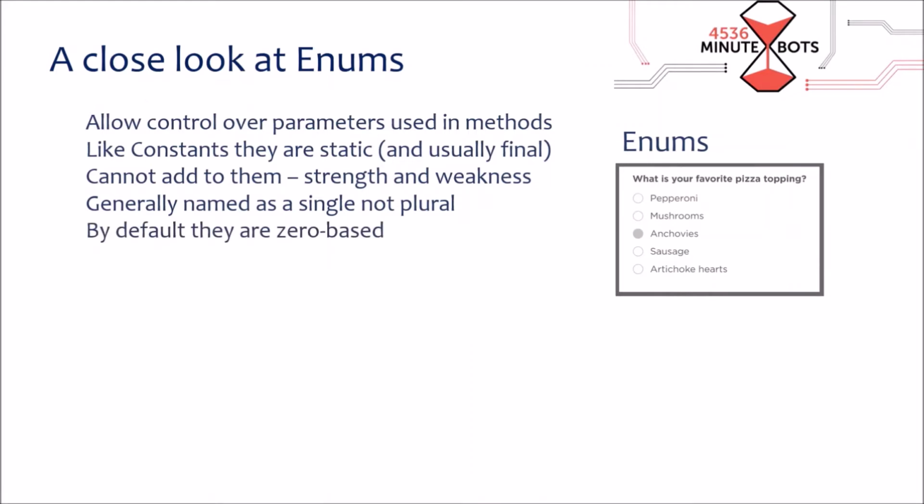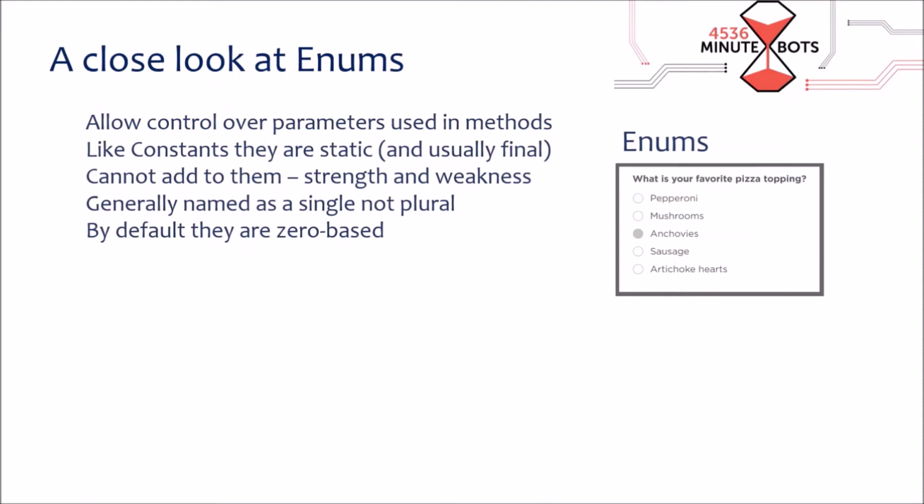And by default, they're what are called zero-based, as many things in programming are. And that means if you looked at the right, pepperoni would be of value 0, mushrooms of 1, anchovies 2, sausage 3, and artichoke hearts 4. But even though they are generally zero-based, they do not have to be. For example, pepperoni could be assigned a value of 4, and mushrooms 3, and anchovies 27. As long as they don't share the same number within there, it's totally fine.